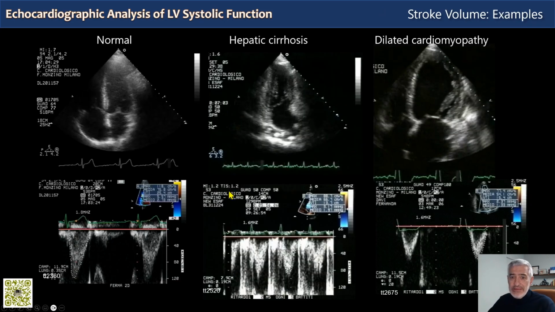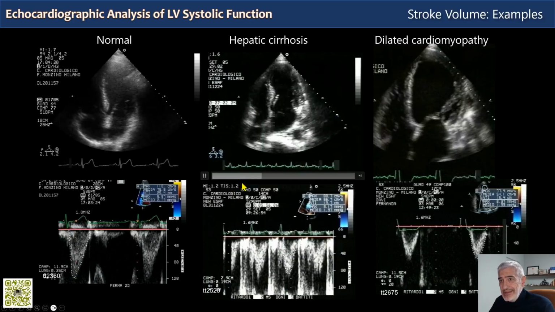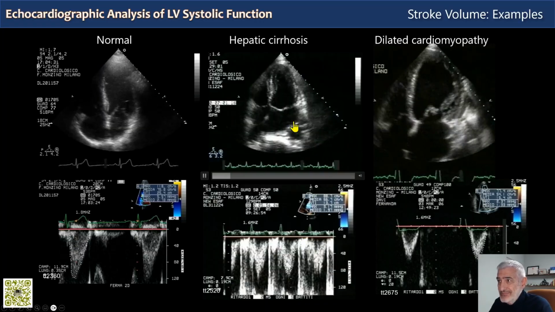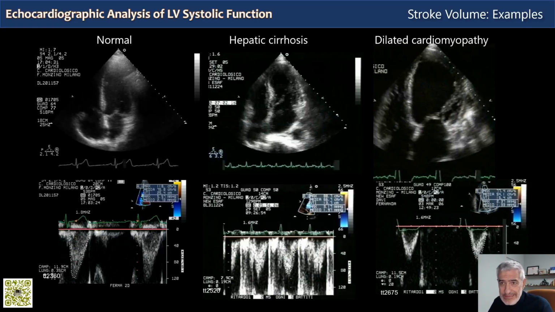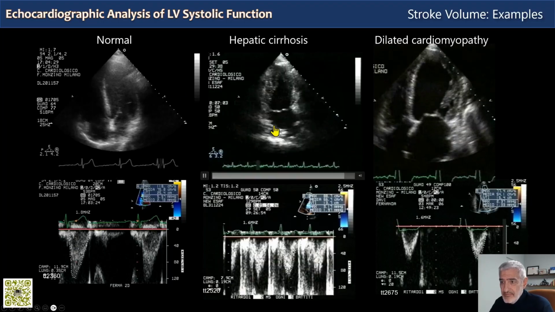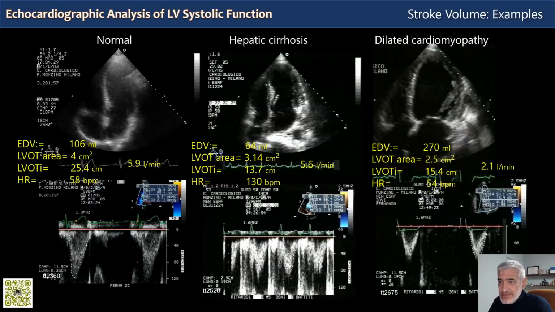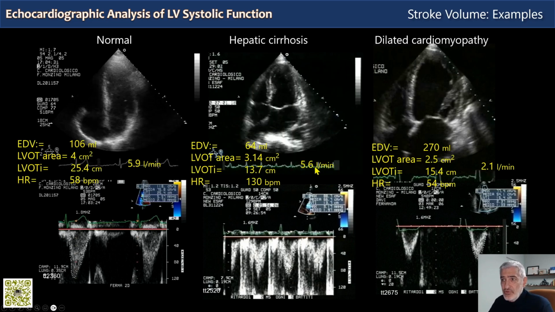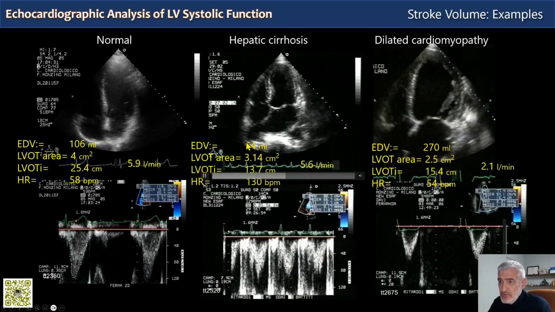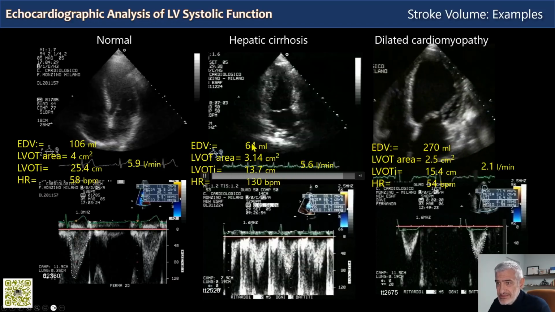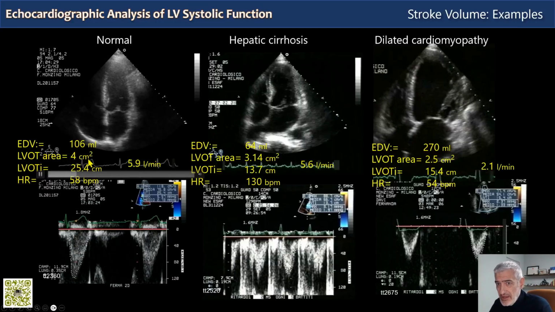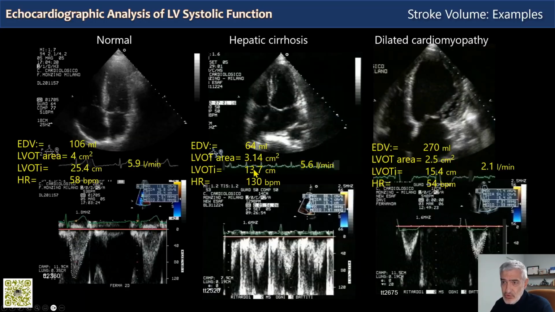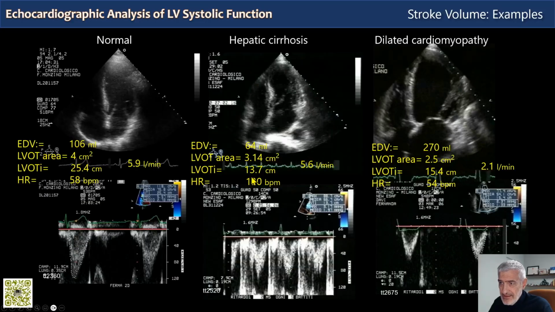And then we have here 3 examples of stroke volume calculation and cardiac index in 3 patients. A normal subject here on the left, hepatic cirrhosis here in the middle, and dilated cardiomyopathy on the right. And compared to a normal subject, you can see the patient with cirrhosis here has a preserved cardiac output, 5.6 liters per square meter per minute against 5.9, due mainly to tachycardia in a patient which has a reduced preload and diastolic volume, 64 milliliters against 106 on normal subject.